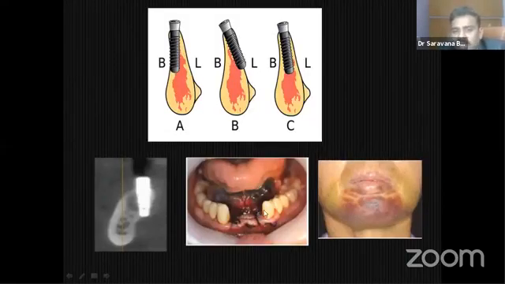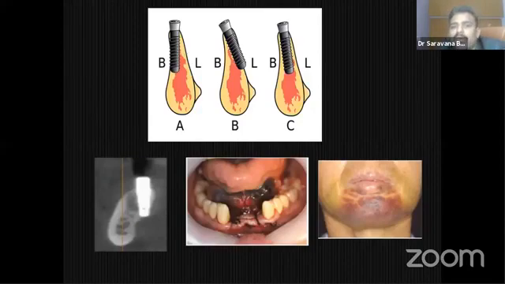Whatever it is, if anything happens in the sublingual area, that is the floor of the mouth, it will be very, very difficult to manage chairside. Immediately the floor of the mouth will be enlarged, the tongue will be elevated, and the patient will feel dysphagia, difficulty in swallowing, and difficulty in breathing. Most of the time it will end up in complications.